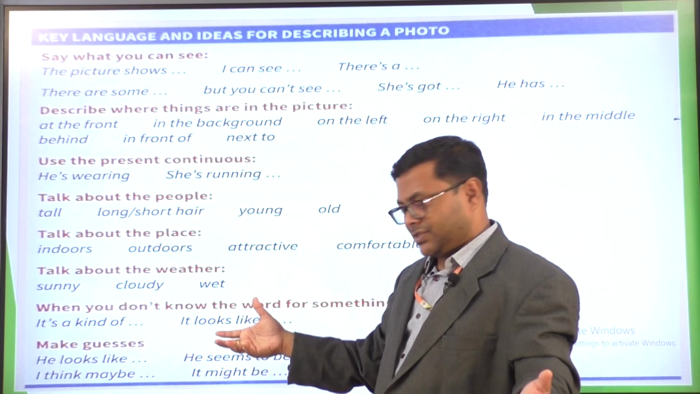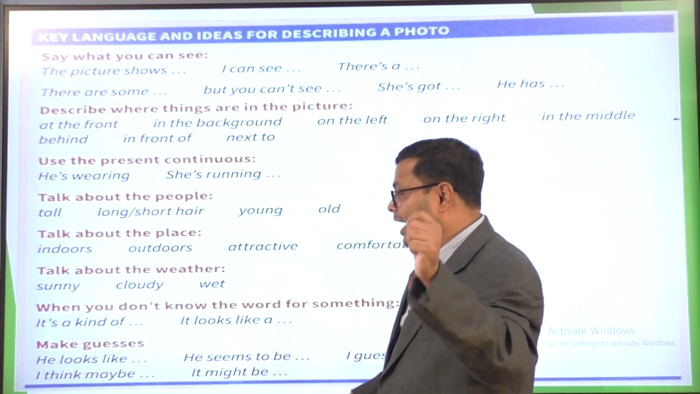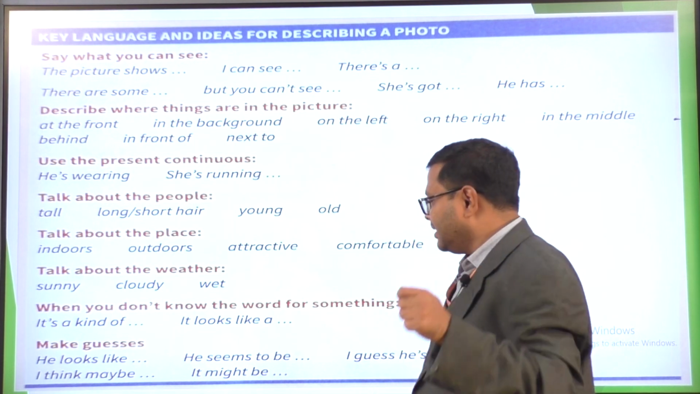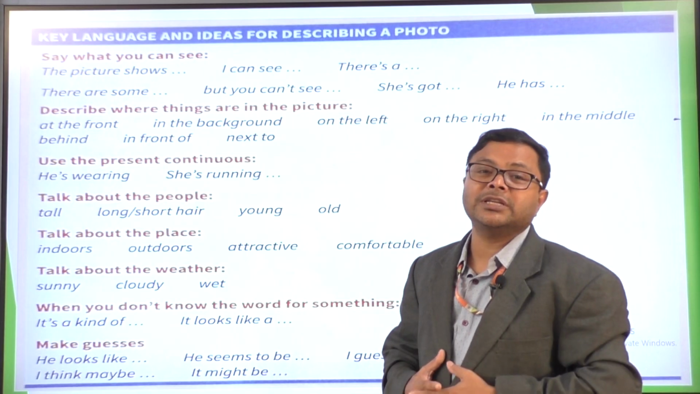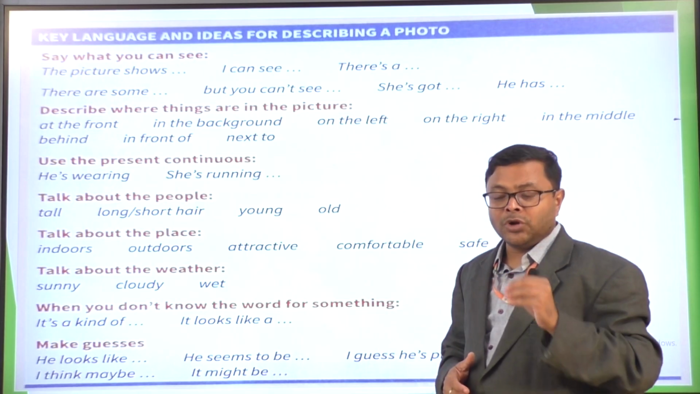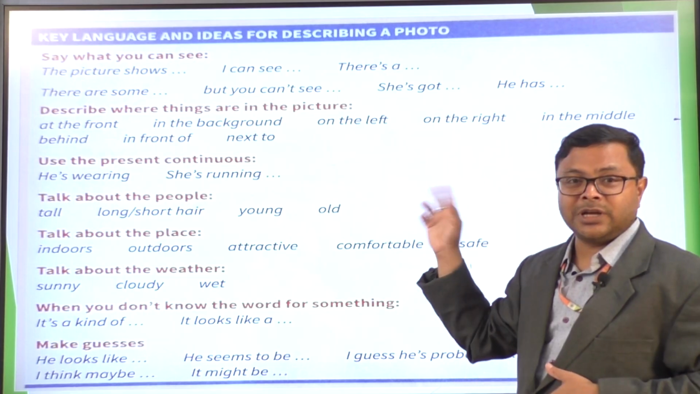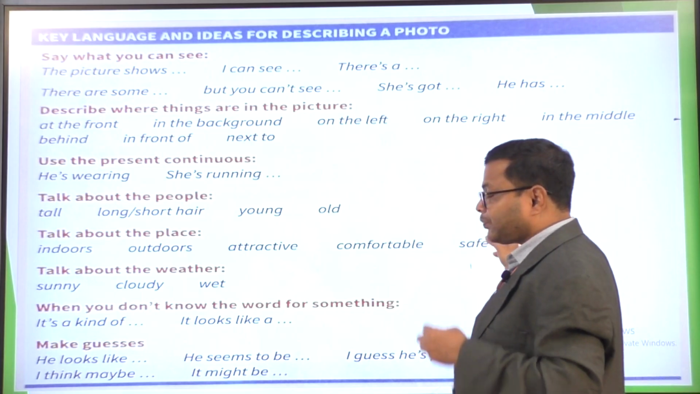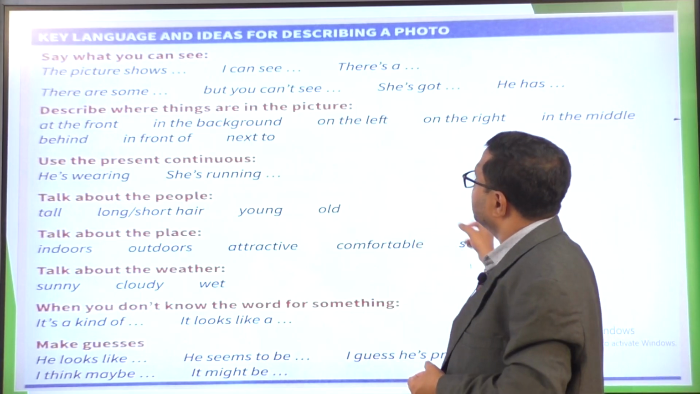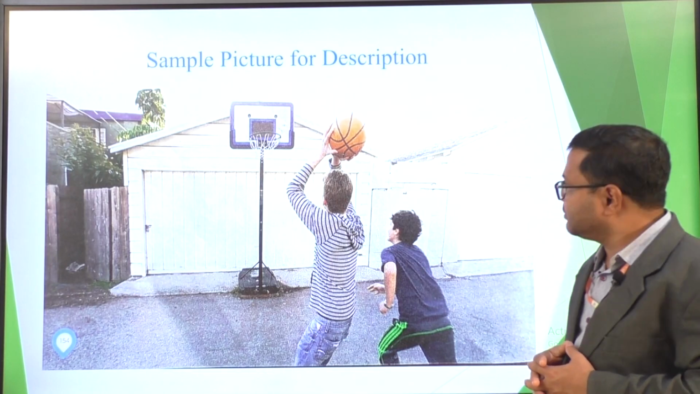You can make a guess also, like he looks like, or I think, maybe, it seems to be, it might be. These types of expressions you have to use if you do not know and you are guessing. Okay. So, these are the expressions you have to use to describe a picture. So, here is one sample picture for description.